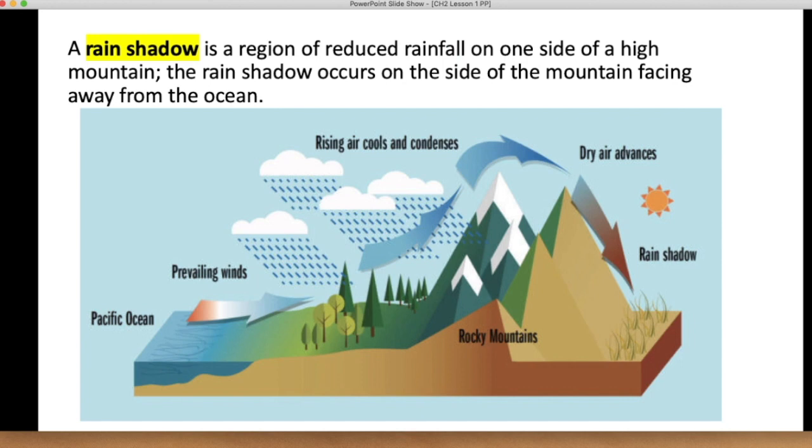You can see on the west side or the left side of the Rockies, that's where most of this rain falls. Okay, so as clouds gather over the oceans and move inland with the winds blowing them towards the Rocky Mountains, most of that water falls on the western slope, and we're a lot drier on the eastern slope. That's what we call a rain shadow.